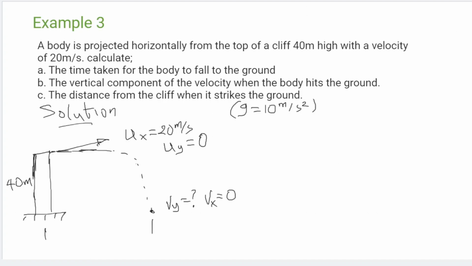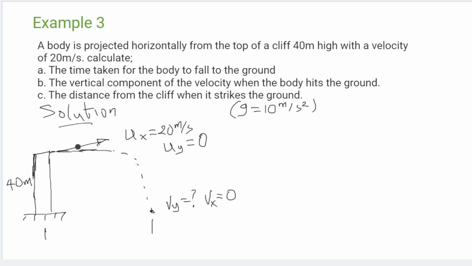All right. In the third example, which is also the last example, the body is projected horizontally from the top of a cliff 40 meters high with a velocity of 20 meters per second. Calculate the time taken for the body to fall to the ground, the vertical component of the velocity when the body hits the ground, and the distance from the cliff when it strikes the ground. So we are given g as 10 meters per second square.